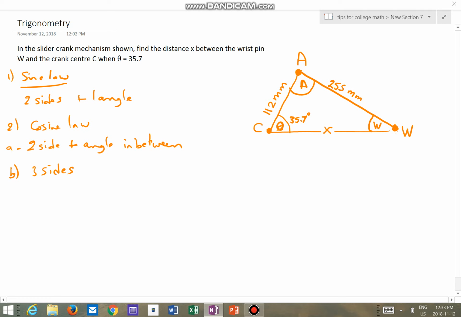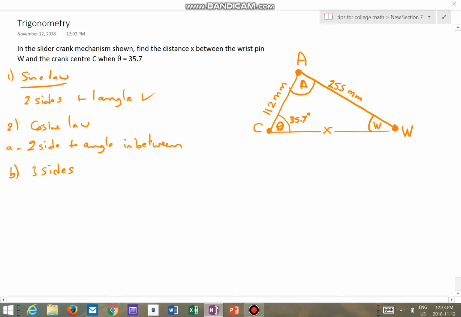theta here, 35.7. I have two methods to solve any oblique triangle. One of them is sine law, that's when I have two sides and one angle, or cosine law when I have two sides and the angle in between, or I have three sides. In this case, I have two sides and one of them actually is across from a known angle, so I am going to use the sine law.